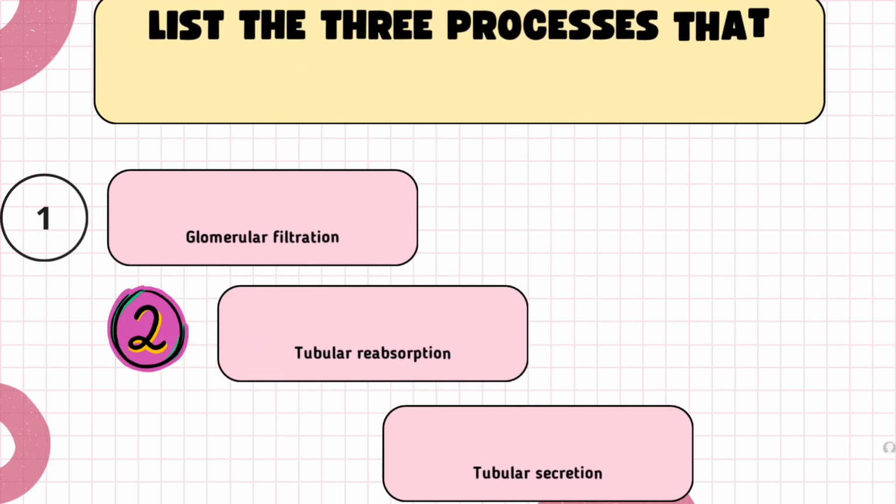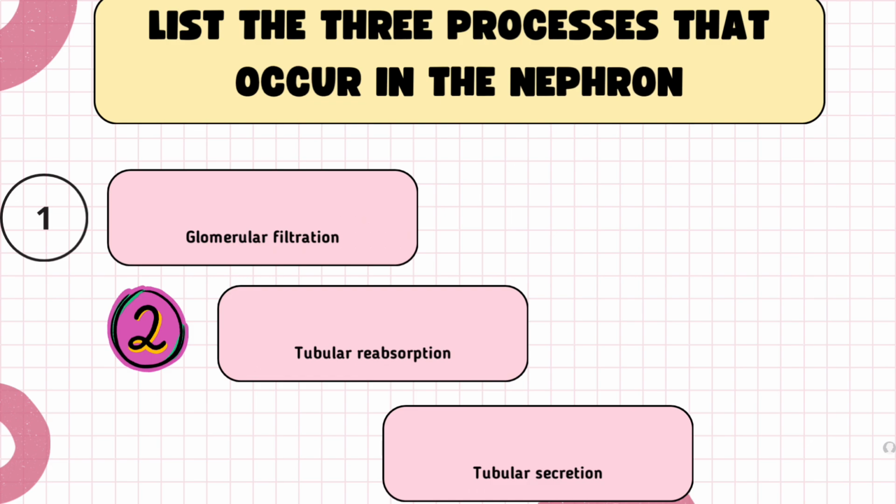All right, here we will list the three processes that occur in the nephron. So the first one we'll discuss is the glomerular filtration. This is going to be the initial step where blood is filtered into the glomerulus and it removes waste products and small molecules into the Bowman's capsule to form filtrate. The second one is tubular reabsorption. This is in the renal tubule. Useful substances like water, glucose, and electrolytes are reabsorbed from the filtrate back into the bloodstream. The third one is tubular secretion. This is going to be the final step where additional waste products are actively transported from the blood into the filtrate within the renal tubule.